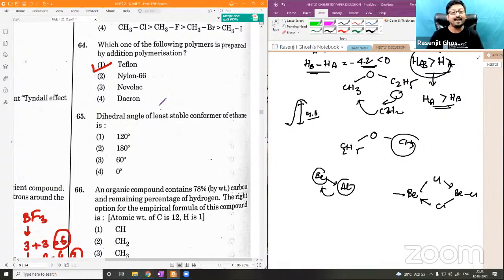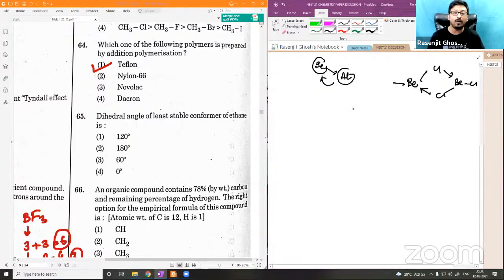65. The dihedral angle is least stable in the conformation of ethane. Now, this is a very interesting thing. Ethane. You already know about the conformations of butane. The basic difference is basically that instead of the methyl, you have a hydrogen here, right? So basically, if I look at the 120 degree here, it will be like this.